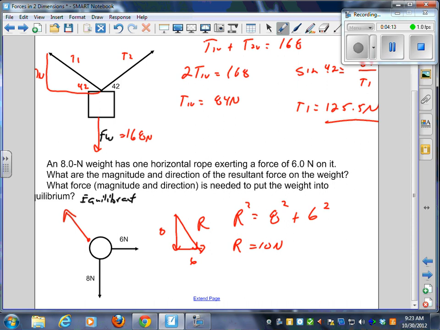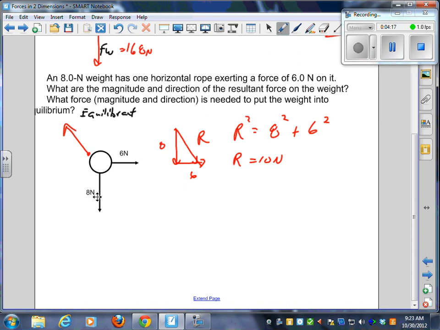What are the magnitude and direction of the resultant force on the weight? Now, we don't have any reference angles here, right? This isn't necessarily south. This is actually, it's a weight. So I guess technically this is down, right? So this angle here would be the inverse tan of 6 over 8. That's 37 degrees. Now, how would you call that 37 degrees?